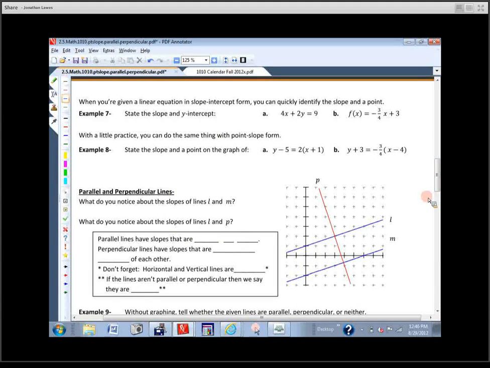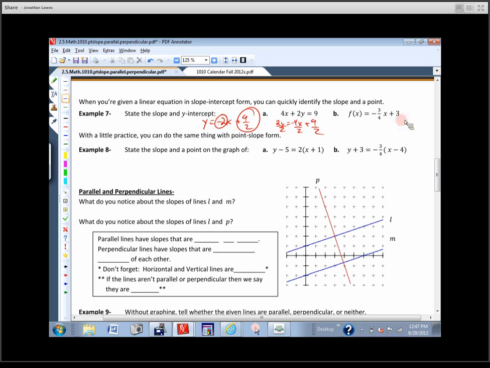Okay, so this one says if you're given a linear equation in slope-intercept form, you can quickly identify the slope and a point. So, state the slope and the y-intercept. This is not in slope-intercept form, so let's move it around. This would be 2y equals negative 4x plus 9. Divide by 2. So I've got y equals, I could stop right here, and what do I already know? I know the slope, and this would be plus 9 halves.